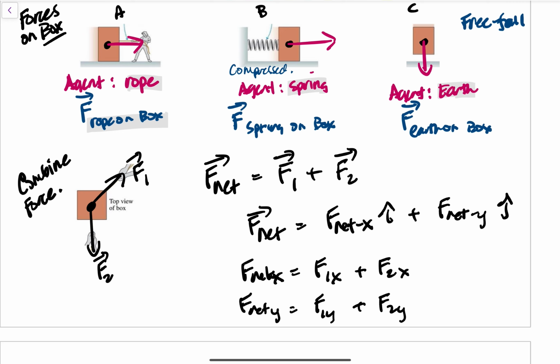And so this is kind of the basis for a lot of what we're going to do when we're working problems in this section, where we're going to start with our second law. But we're going to think about combining our forces. And as we're combining our forces, we want to think about isolating those forces in the x and y directions.